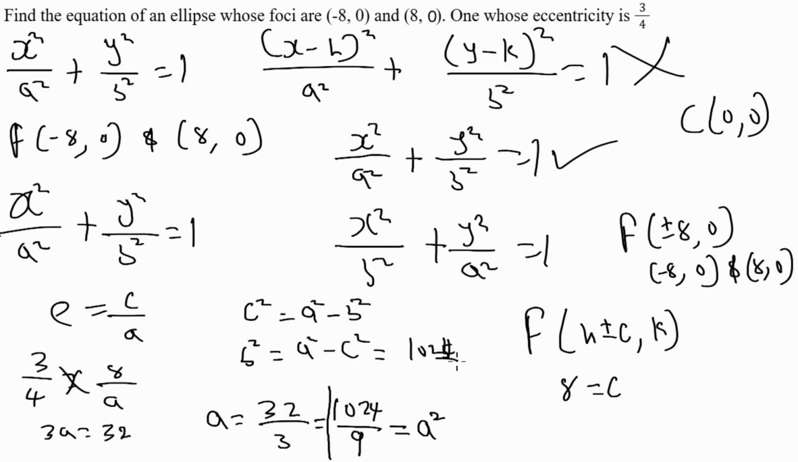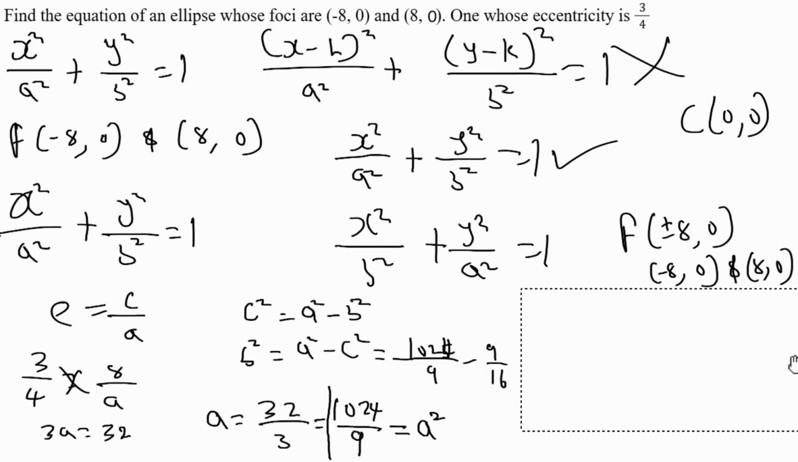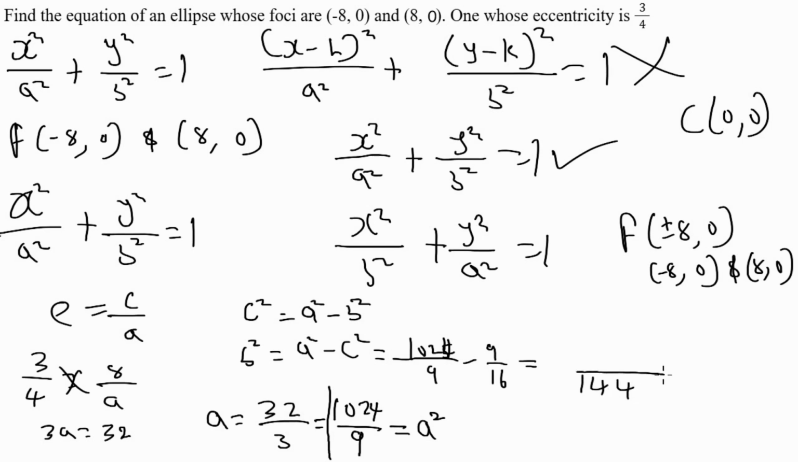1024 divided by 9 minus. If we square 3 over 4, that will be 9 over 16. We need to find the LCM. Hope you are following, please. Now to find the LCM of 9 and 16, it should be 144. Yeah, we'll multiply them. So 9 into 144 is 16.